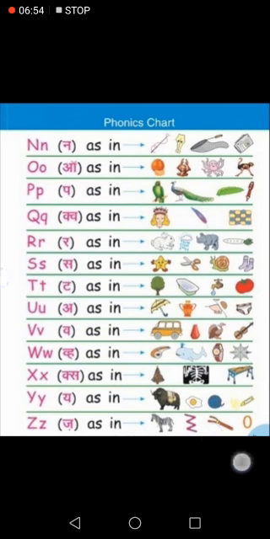Okay. The next letter is Z. The letter is Z. The sound will be Z. What will be the sound? Z. Zebra. Zoo.